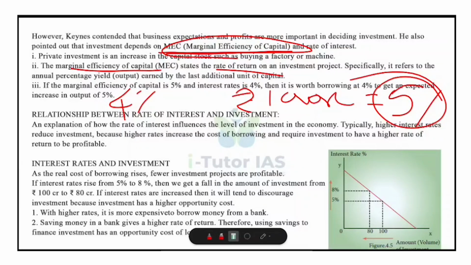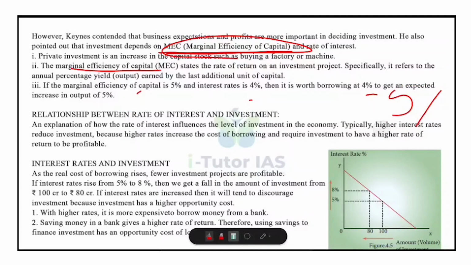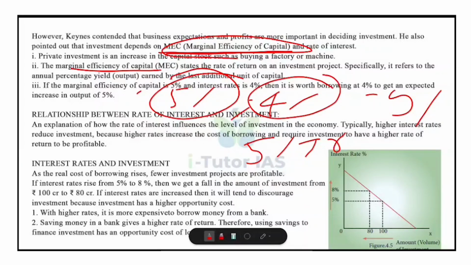Okay, I'll tell you another example. Suppose MEC is equal to 5% and the rate of interest is equal to 4%. So the decision: since MEC is 5%, which is greater than the interest rate of 4%, investment is profitable. That is, MEC is 5%, the interest rate is 4%, and 5% is greater than 4%. That is, MEC is greater than the rate of interest. Therefore, investment is profitable and the firm will invest more. And if the rate of interest rises to 6% and MEC is still 5%, what happens?